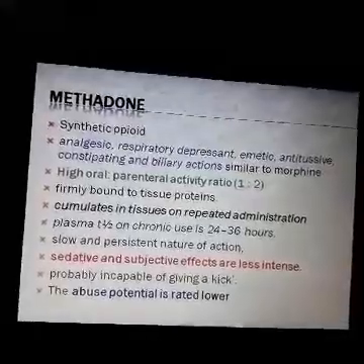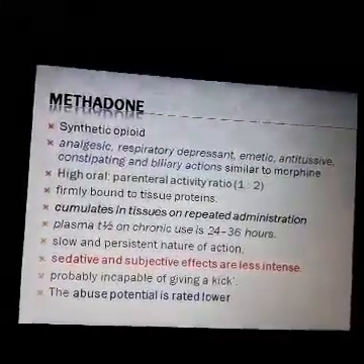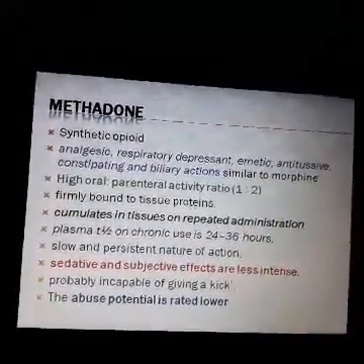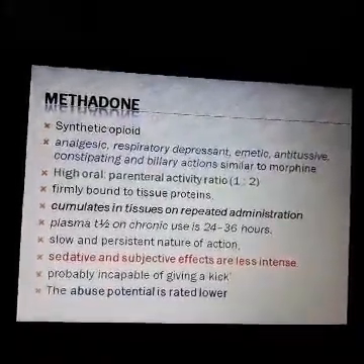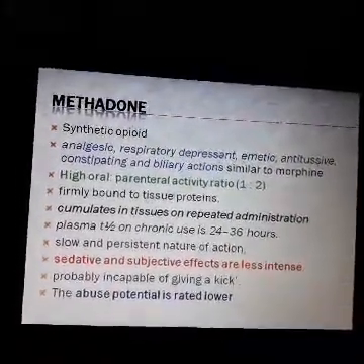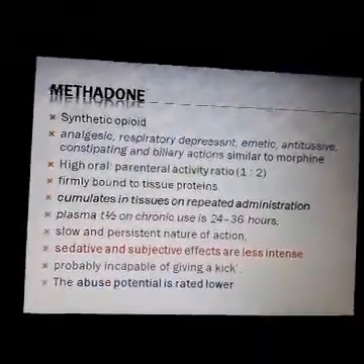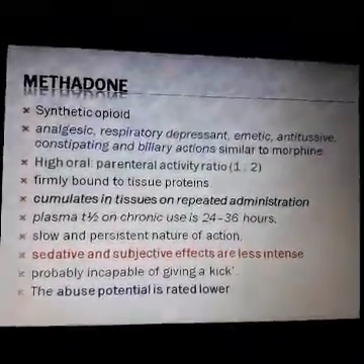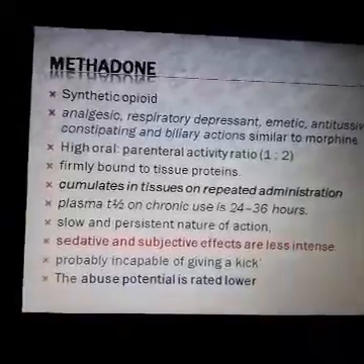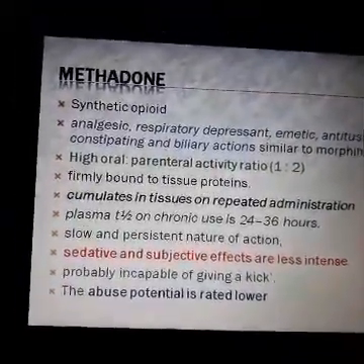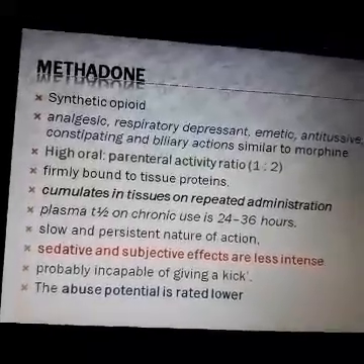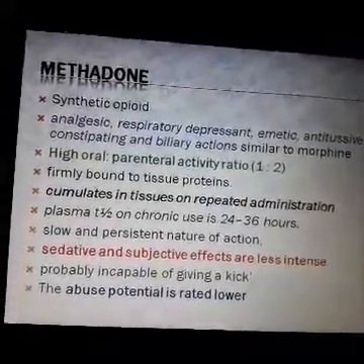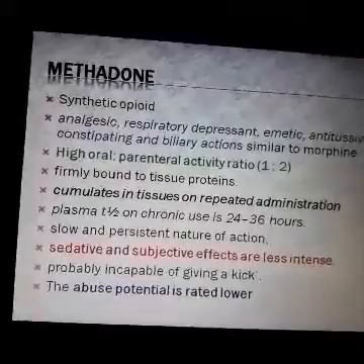It is firmly bound to tissue proteins, and its receptor occupancy, like a mu opioid receptor agonist, is longer, and it is cumulative in nature on repeated administration, unlike morphine. Plasma half-life on chronic use is 24 to 36 hours. So look here, plasma half-life is long, it is cumulative and firmly bound to tissue proteins, and also occupies the receptor for a longer time, and it has a slow, persistent nature of action.